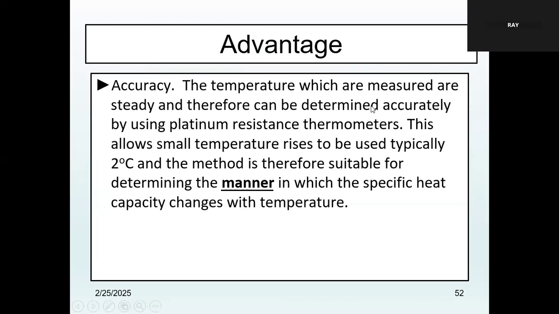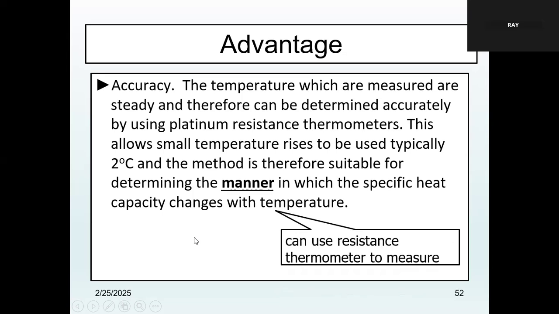The temperatures which are measured are steady, they don't change, and therefore can be determined accurately using a platinum resistance thermometer or a mercury thermometer graduated in 0.1 degree. This allows small temperature rises, typically 2 degrees Celsius. They don't have to go to high temperature. And this method is therefore suitable for determining the manner in which the specific heat capacity changes with temperature. I can use a resistance thermometer rather than a platinum resistance thermometer.